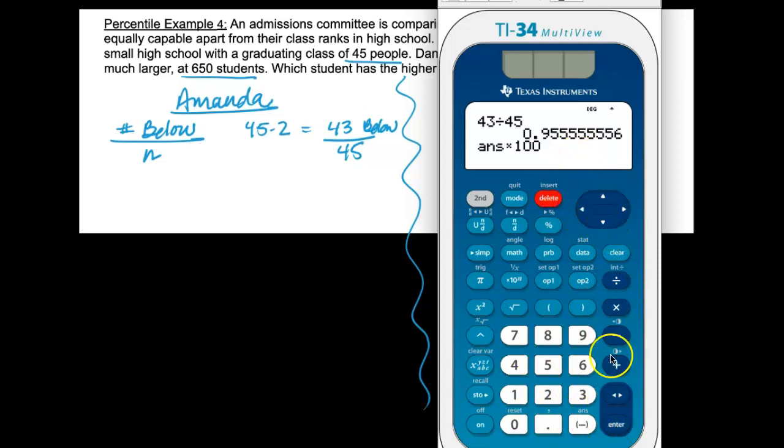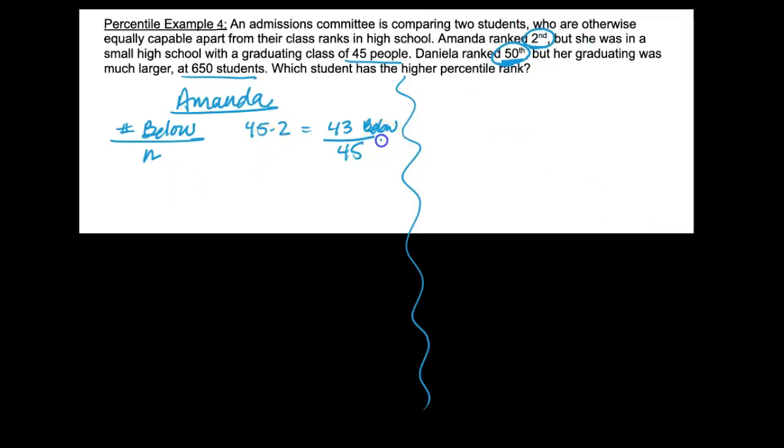Not 1,000. There we go. Okay, so we're at 95.5. It looks like repeating. So we're going to round to the nearest whole number, which would actually be 96. So it looks like Amanda is in the 96th percentile. So I'll go ahead and write that down. And I'm going to put a times 100 here. So that looks complete. So she's in the 96th percentile. So she scored higher than 96% of other students in her class.